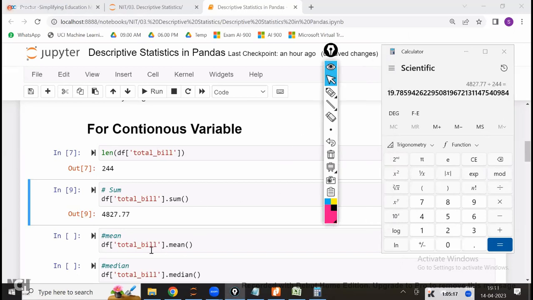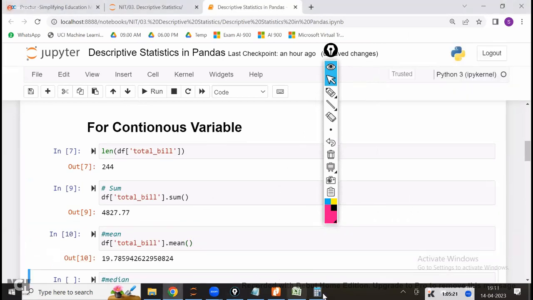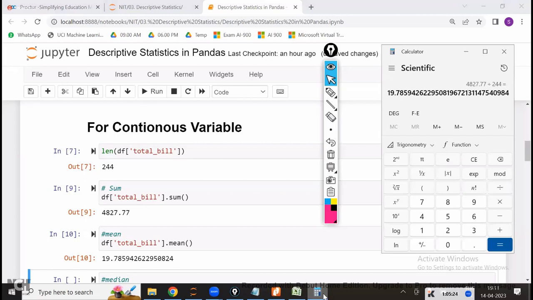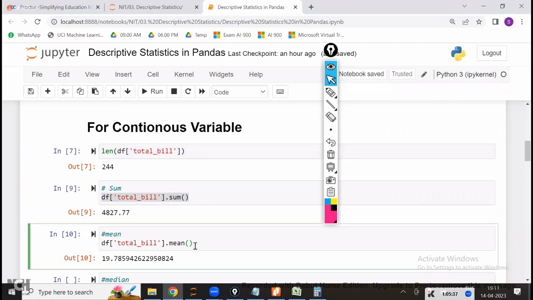The same thing I'm going to get by using the mean. Dot mean also will give the same answer, same to same, because in the backend it applies the same logic. First it will calculate the sum, it will calculate the count, and it will divide. So dot mean means average.